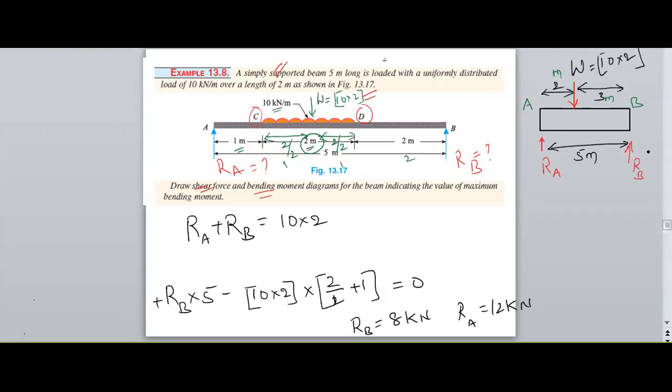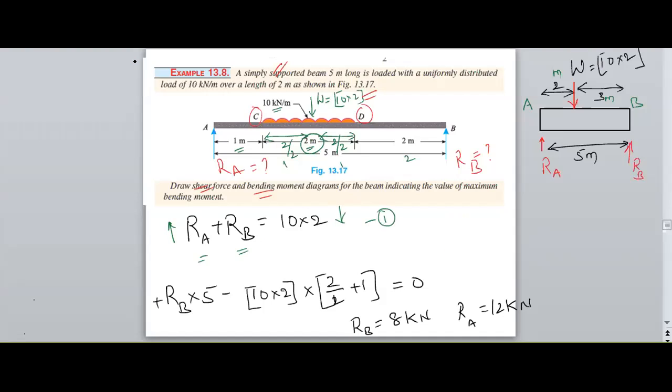Now, the point loads and their distances are known values. I need to find out the unknowns RA and RB. Therefore, RA plus RB, which are forces acting upwards, needs to be balanced by the forces acting downwards. W is nothing but 10 into 2. That is the first equation, the equilibrium condition.